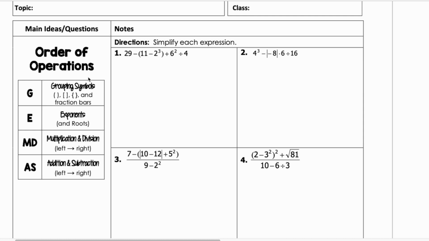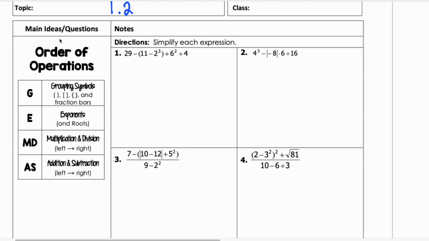Hey, you guys, welcome to Unit 1.2. This is going to be our second set of notes in Unit 1, and we're going to be looking at order of operations. Pretty straightforward, just a refresher to go over our steps.